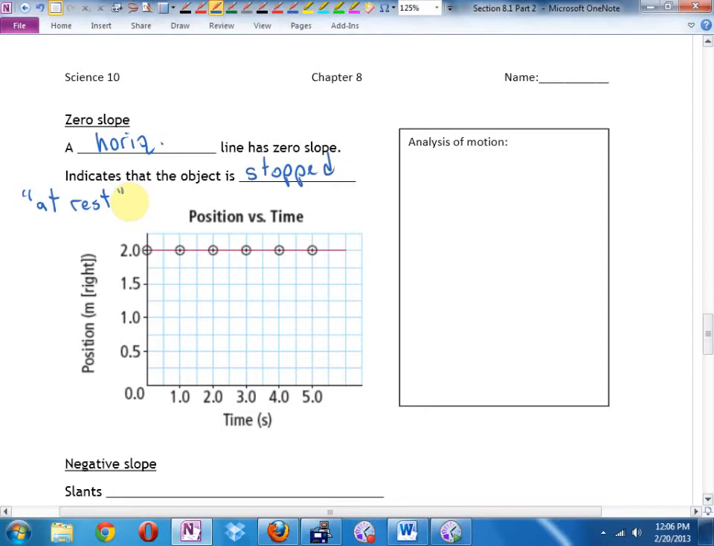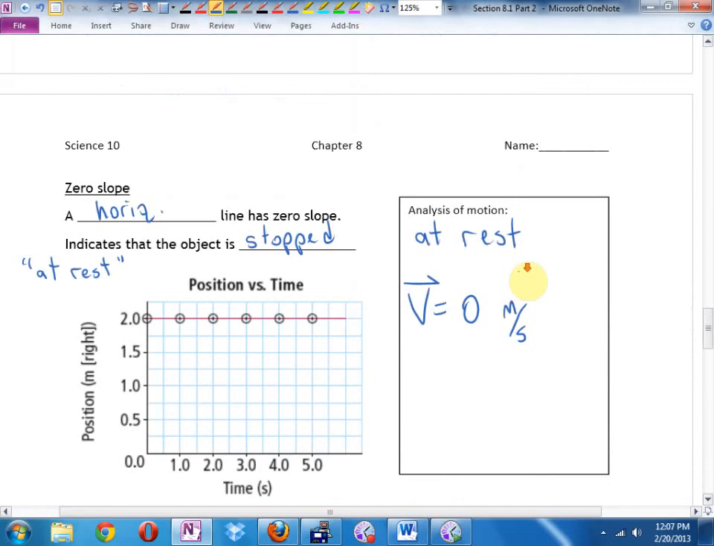You're not going anywhere. So in terms of the analysis of motion here, velocity equals 0. And this one is meters per second, not centimeters. I looked at the y-axis. The other one was centimeters, wasn't it? Yeah, it was.